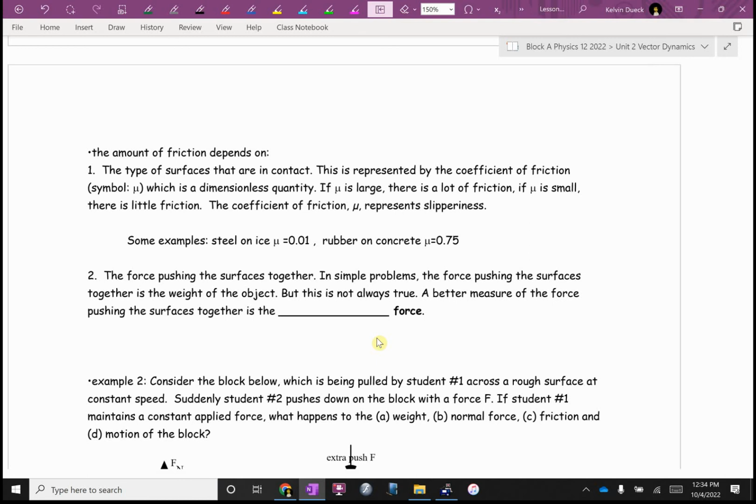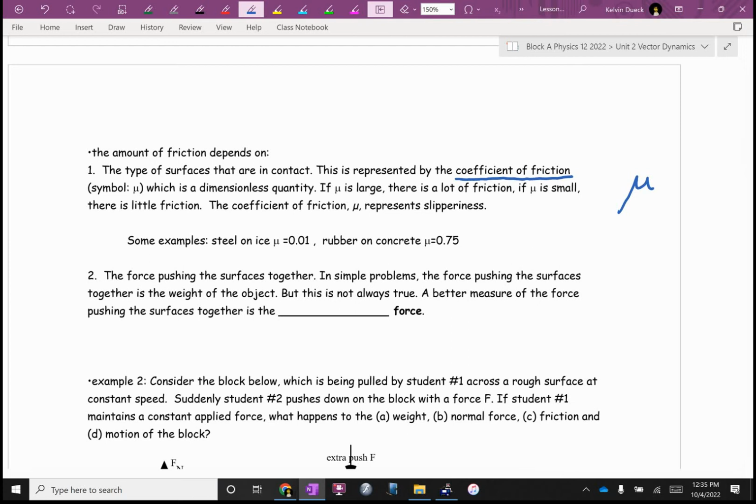Who remembers what phrase we used to refer to this level of stickiness? It was the something of something. We called it the coefficient of friction, and it was represented by the Greek letter mu. That one there. Oh, I even have my mu right here. It was represented by this, right? What were the units for the coefficient of friction?